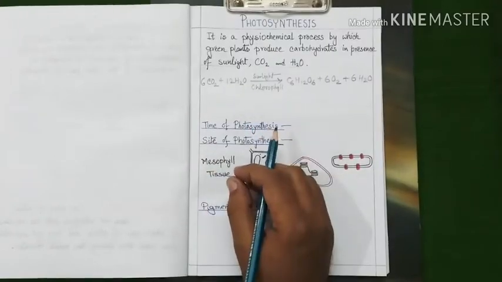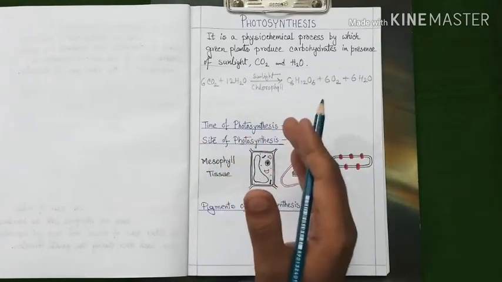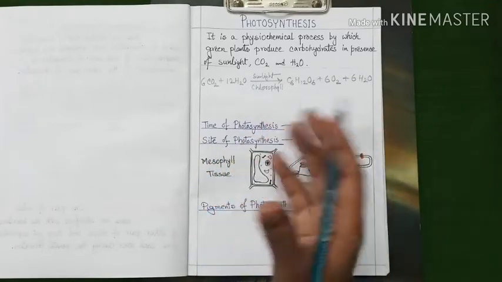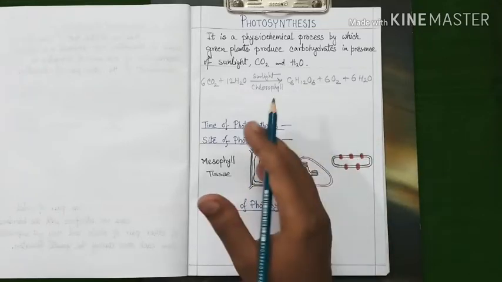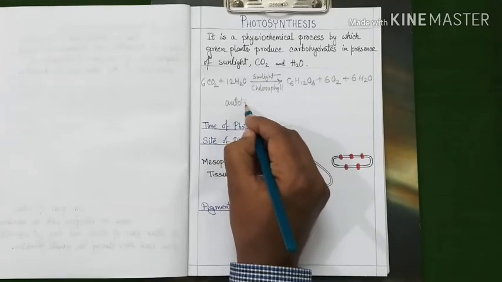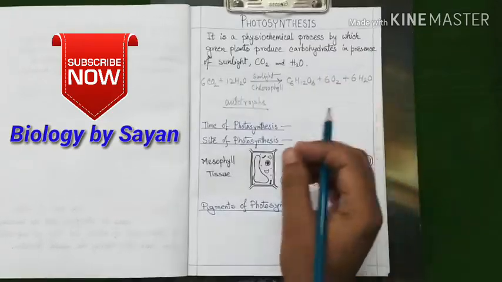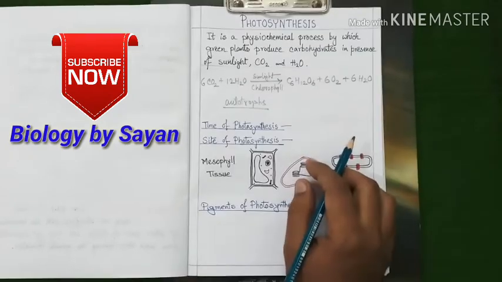This process enables green plants to convert solar energy into chemical energy and store it in the form of glucose for the entire living world. That's why green plants are also called autotrophs, and their mode of nutrition is referred to as autotrophic nutrition.